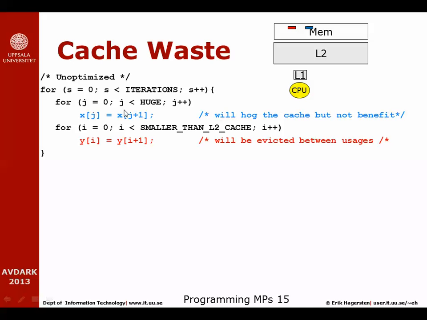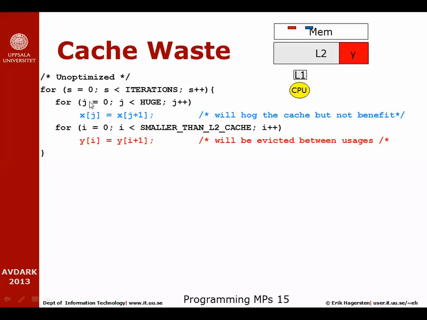The example we discussed back then was a nested loop where we have an outer loop, and inside the outer loop we have two inner loops, where the first inner loop touches a giant data structure that's larger than the second level cache, and the second loop touches a smaller data structure that's smaller than the second level cache. So after we have just executed the red loop here, y will of course reside in the cache.